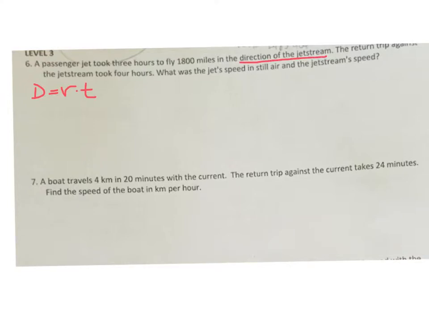If I am going with the jet stream, it's going to speed me up, meaning I have wind coming behind me. So with the jet stream, I'm going to fly 1,800 miles. That's my distance. The rate is how fast the plane is going originally plus the speed of the wind that's pushing behind me. That altogether represents the rate, and the time it took me to go that far was 3 hours.